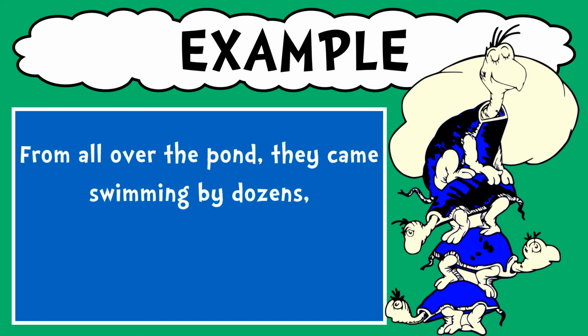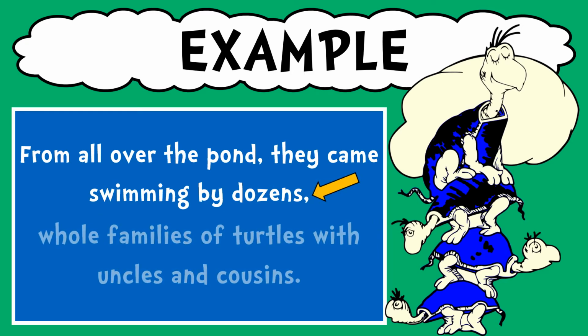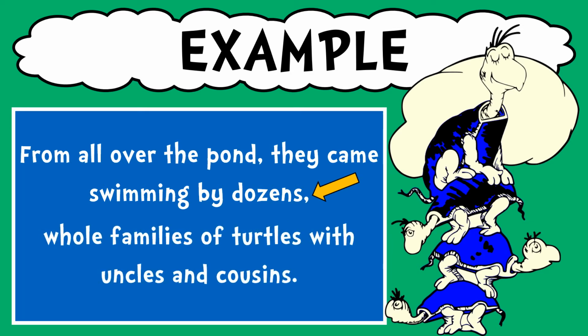From all over the pond they came swimming by dozens, whole families of turtles with uncles and cousins. They came swimming by dozens is the main clause. Then an interjection is introduced with the pause. That explains who it was who came swimming by dozens, whole families of turtles with uncles and cousins. Since the clause was completed before the relative element, we close it with a period to end the sentence.